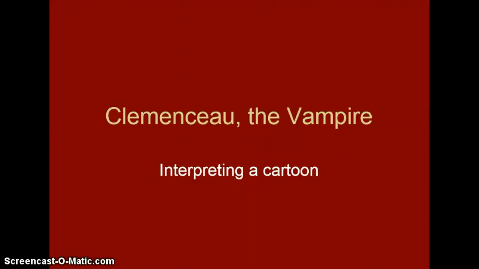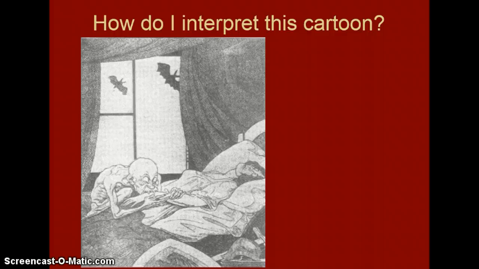Now that we've actually looked at a number of political cartoons and considered them in relation to specific cartooning techniques, let's look at an actual single political cartoon and break it down and analyze it. Here's an example. Clemenceau, the vampire. Here's the political cartoon. But how do we interpret this?